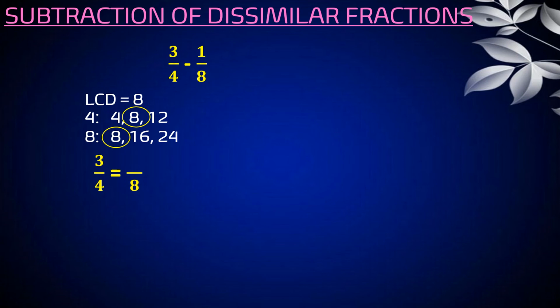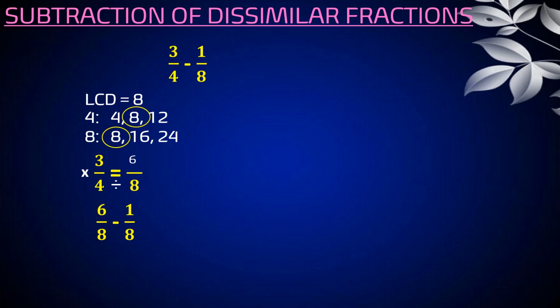So, to get the new numerator, we will divide the denominator. 8 divided by 4 is equal to 2. Then, multiply the numerator, 3, by 2. So, we have 2 times 3 is equal to 6. So, from 3 over 4, magiging 6 over 8. So, si 1 over 8, hindi na natin siya gagalawin dahil siya ay over 8 na. Ang kanyang denominator ay 8 na. So, the new set of fraction is 6 over 8 minus 1 over 8.